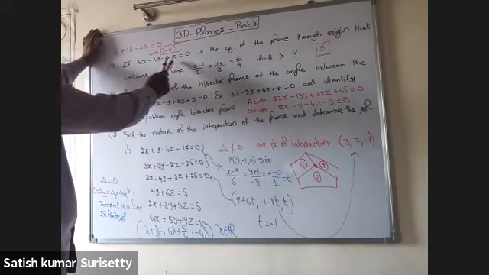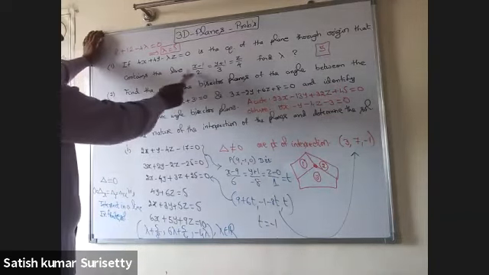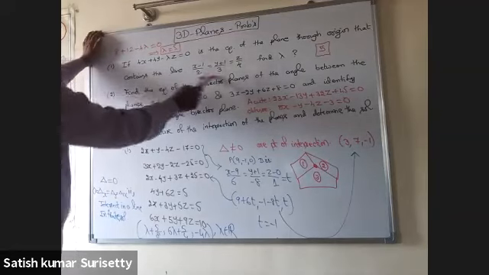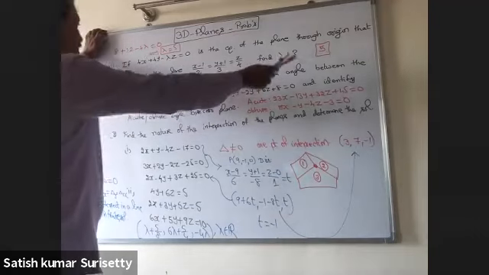So 4x + 4y − λz = 0 is the equation of the plane passing through the origin that contains a line. This means the line is perpendicular to the normal vector of the plane. So then you will get the value of λ.